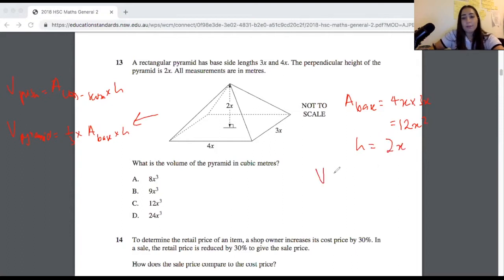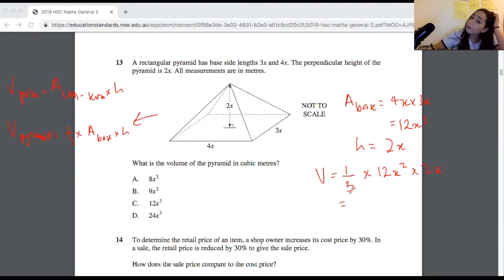Therefore, the volume of this pyramid is 1/3. Whenever you have a pyramid, you always have to have the third. Just don't forget that for a pyramid. So 1/3 times the area of the base, which we calculated up here as 12x squared. And we multiply that by the height, the perpendicular height of the object, which is 2x.